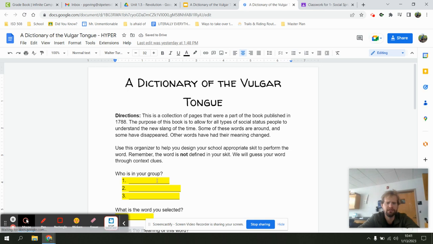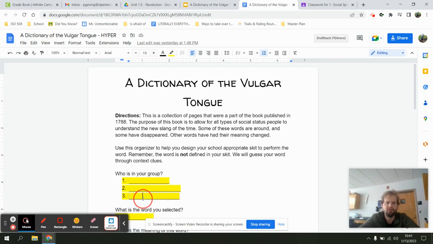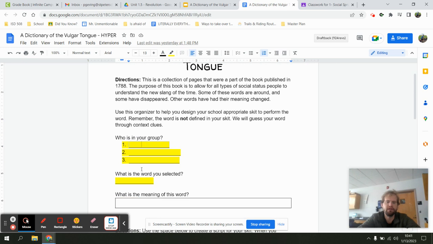Here's the graphic organizer. You're going to see that there is a section for writing down the names of the people in your group, a total of 3 people. As we're going through our graphic organizer, you would put down the names of whoever is in your group. So I'm going to work with my dad, and I'm also going to have in my group my sister.